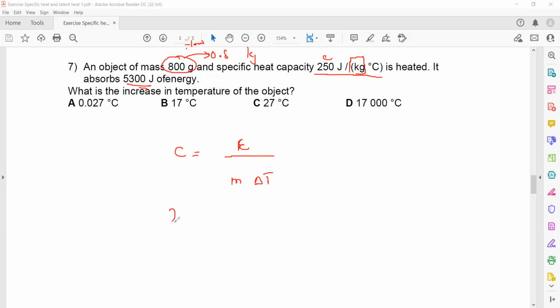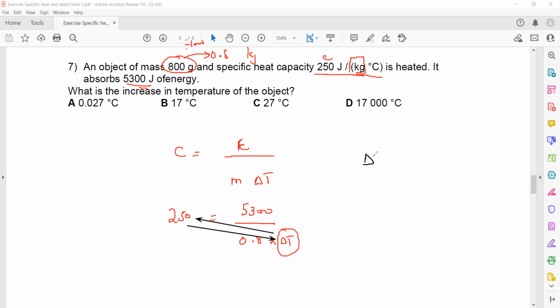Specific heat capacity is 250. Energy which we supply, that is 53,000. The mass is not 800, it is 0.8. Why? Because if specific heat is joule per kilogram, then the mass should be in kilogram. Times temperature change. So we need this temperature change, that will be multiplied to the other side, and 250 will come in place of delta T.